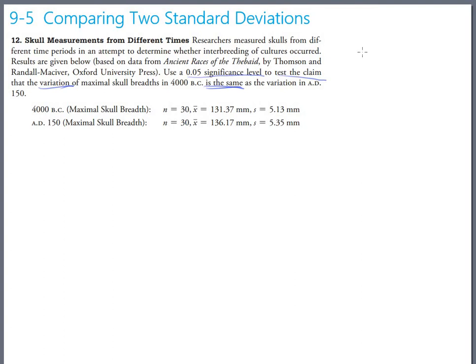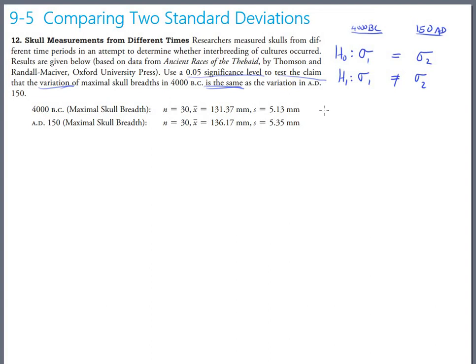So their claim is that the standard deviation for the first group, which I'll make the 4000 BC group, is the same as the standard deviation from the 150 AD group. Okay, so the same, and then the opposite claim would be that they are not the same. And we get the one with the equal sign to become the null, the one that's saying they're not equal to be the alternative.